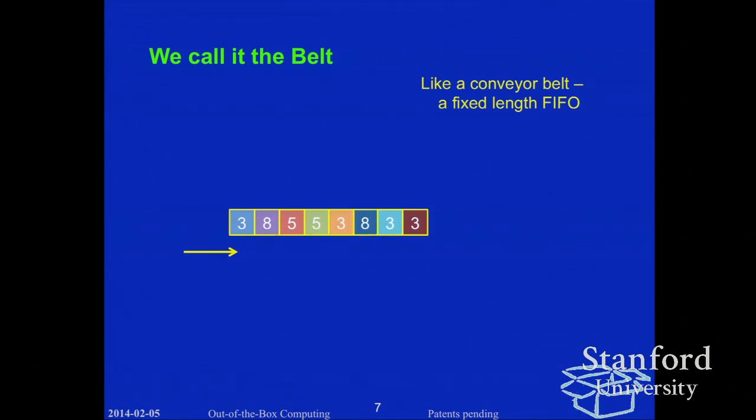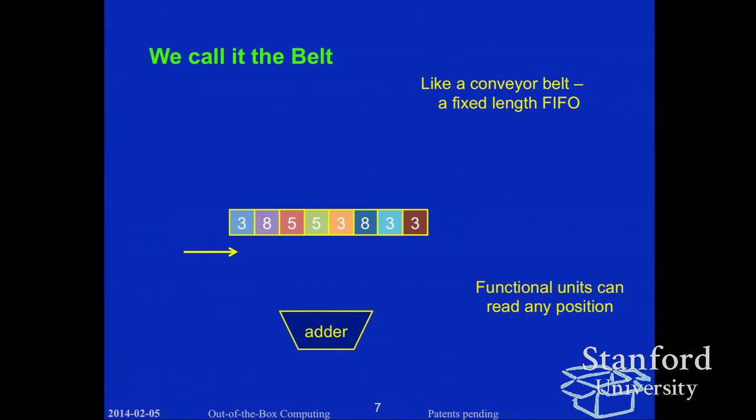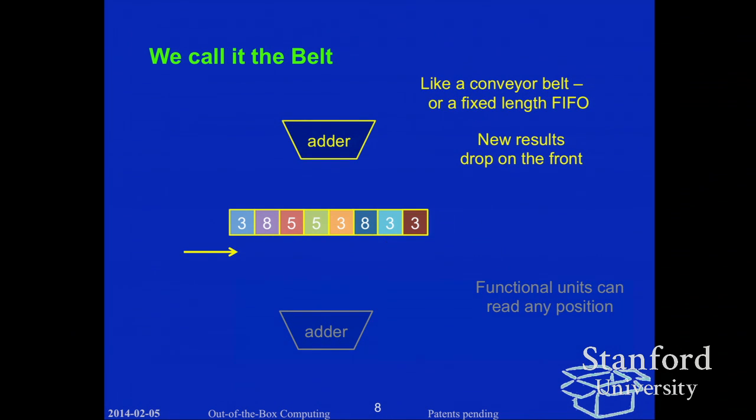The communication device looks like a conveyor belt. It is a fixed length FIFO. Assume that there is a set of values sitting on the belt. A functional unit can read any position in that FIFO, pulling values off it down into the functional unit. New results always drop on the front of the belt, unconditionally. You do not specify a destination for your computation. However, it's a fixed length, so when you drop a new one on the front, that pushes the oldest off the back, and it is gone permanently.